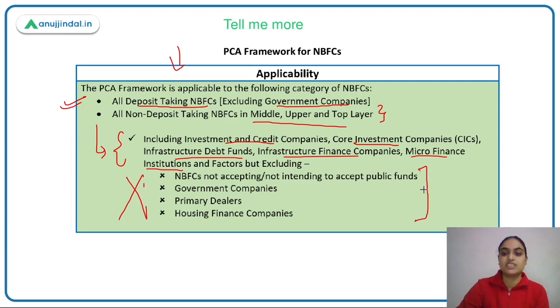In NBFCs pe ye framework apply nahi karega. They include NBFCs which are not accepting the public funds, then the government companies, the primary dealers and the housing finance companies. So, these 4 categories are those to which this framework is not applicable.